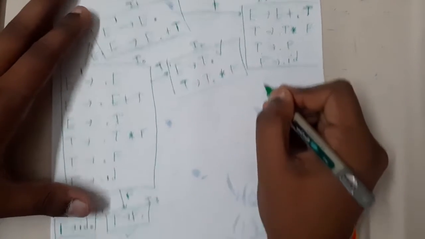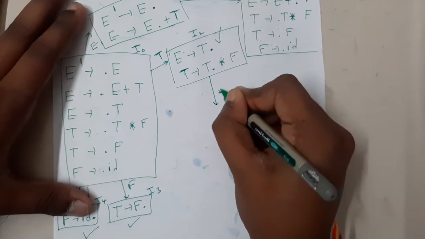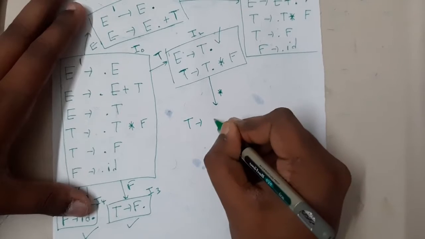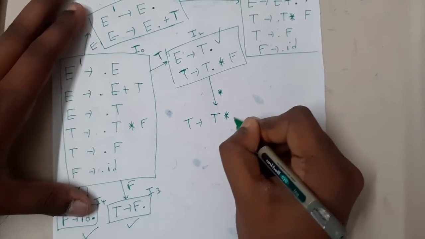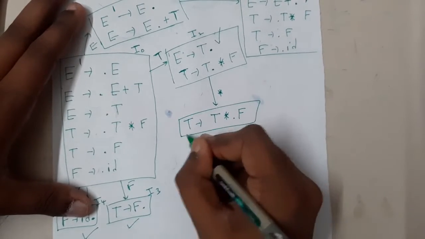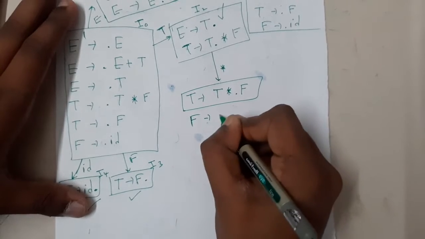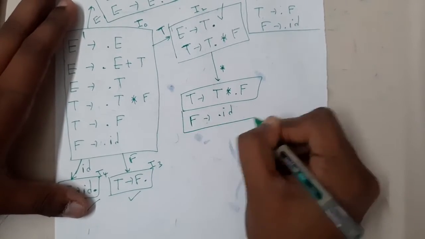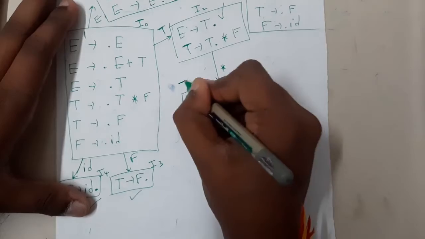Moving on, if I place a star, what I'm going to get is T implies T star dot F. Once I get F, again that F entry will come: F implies dot ID. So this is I6.